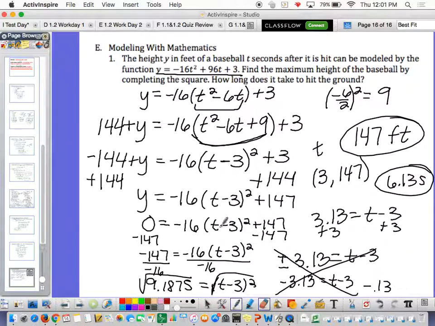You could have also gone to your calculator, plugged this part right here in, and then found the 0. Now, if I tell you to do it algebraically, this is how you do it. But your calculator, thank heaven, will do a lot for you. Okay? All right, guys, good job.